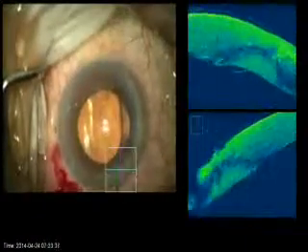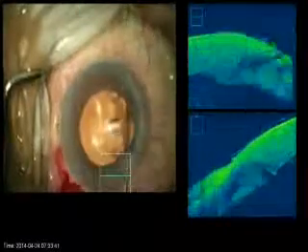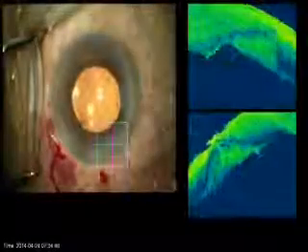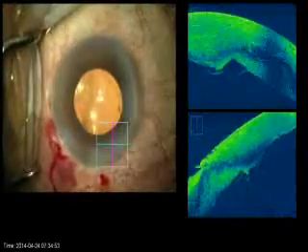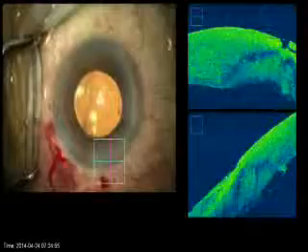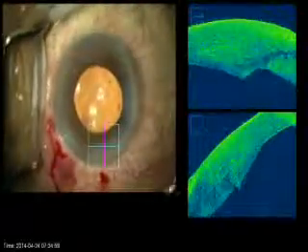Subclinical DSAEK Descemet's membrane detachments were appreciated after hydration of corneal incisions in uneventful phacoemulsification. These subclinical Descemet's membrane detachments should be followed up with anterior segment OCT for their progression postoperatively.